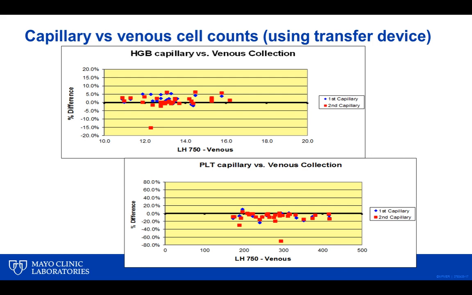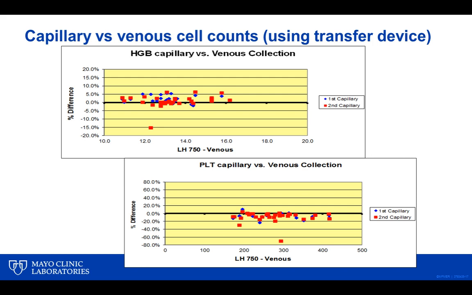Here's capillary versus venous hemoglobin and platelet counts using a transfer device, and almost all the time we were able to get the capillary value for hemoglobin and platelet count within 10% of the venous. So this does work. We do see a higher redraw rate when we draw CBCs by capillary puncture in the nursery, but analytically, surprisingly, it works quite well.